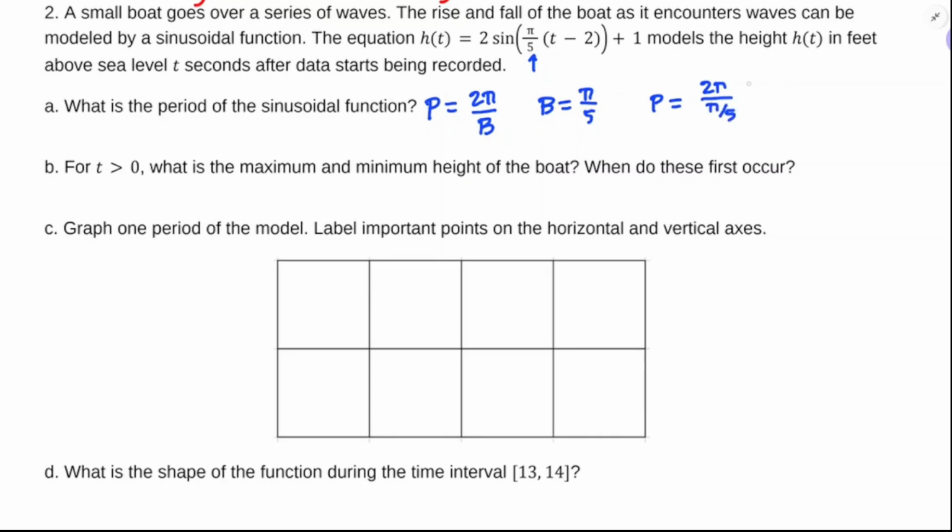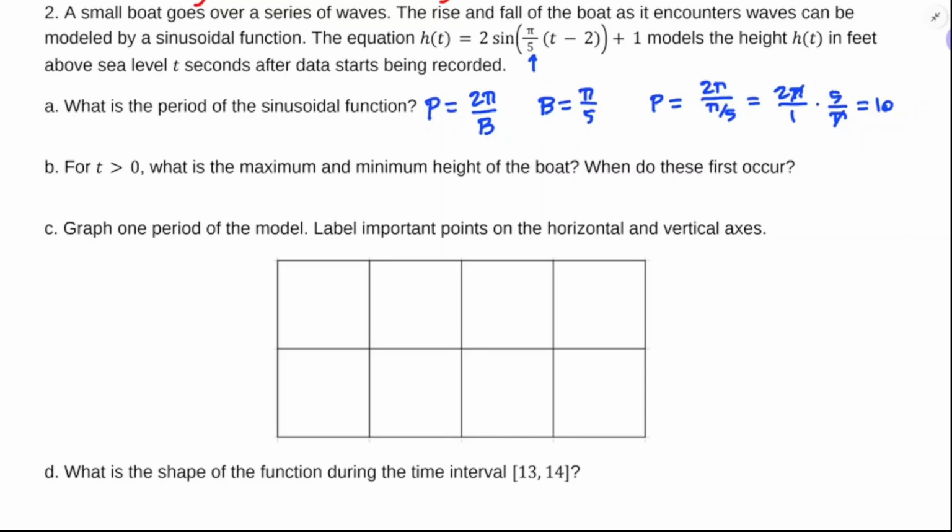And if you can just see what this is going to be, great, good for you. But if not, we're going to go over here and do the arithmetic so that we can make sure we can get this right. And that's going to be 10 is the period. So 10 seconds is the period. So for t greater than 0, what is the maximum and minimum height of the boat?